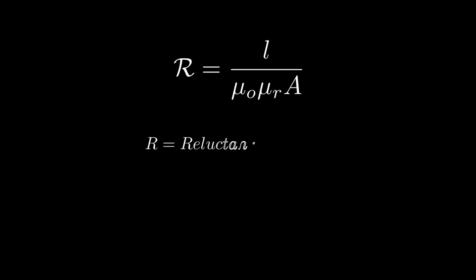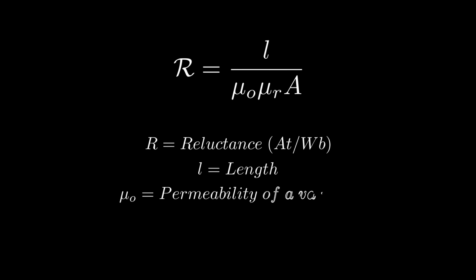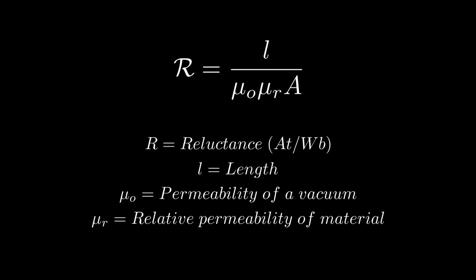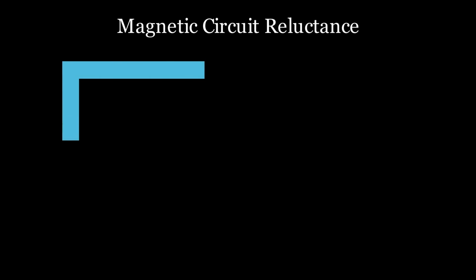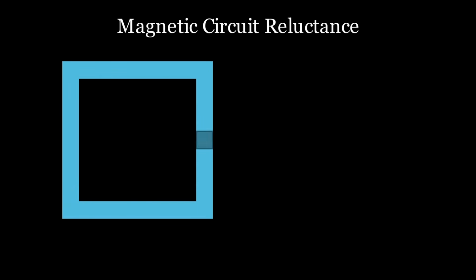The reluctance of a magnetic circuit is equal to the length of the circuit divided by the permeability of a vacuum multiplied by the permeability of the material and the cross-sectional area of the path. To demonstrate its effect in a simplified example, we can look at an electromagnet's iron core, but with a small section cut out, creating an air gap.